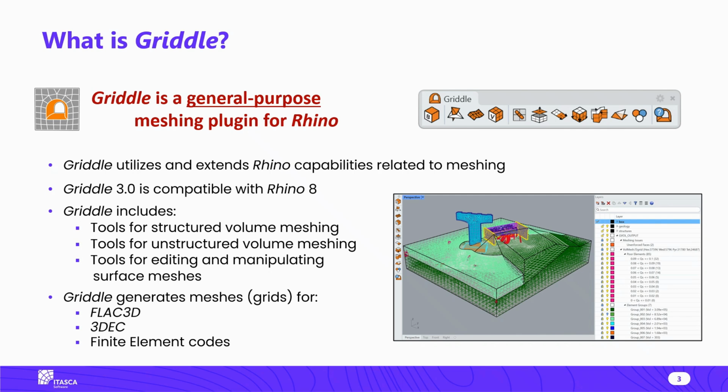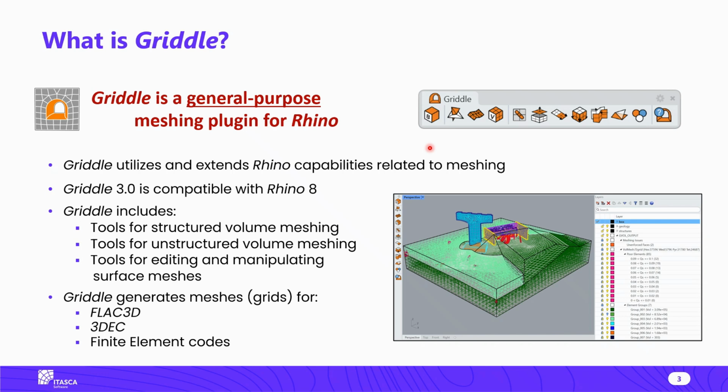It utilizes and extends Rhino capabilities related to meshing. When users install Griddle, this Griddle toolbar will appear in the Rhino interface, and it contains a number of icons. When you click on an icon, a command is going to be issued, and some specific operation will be executed in Rhino. Griddle 3.0 is currently compatible with Rhino 8 only. In the future, we will extend its compatibility with newer versions of Rhino, but it's not compatible with Rhino 6 or 7 due to some technical reasons, mostly coming from the Rhino side.